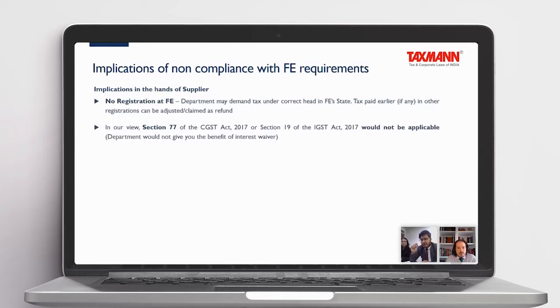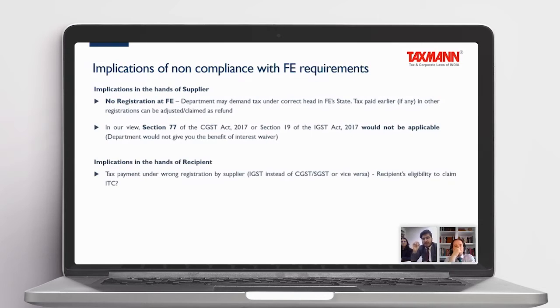There is one more interesting point. The GST law provides two sections, section 77 of the CGST Act and section 19 of the IGST Act, which provide that if a registered person has paid a tax under the wrong head, then he can claim the tax he has paid under the wrong head, and in that case, he is not required to pay any interest on the accurate tax. In our view, if you have not taken the registration at the FE place, these sections would not be applicable to you. Why so? Because these sections apply for the registered person only, not for everyone or the taxable person in general. Therefore, the interest immunity may not be available to you. The department may demand interest if they are demanding the tax from the FE place.